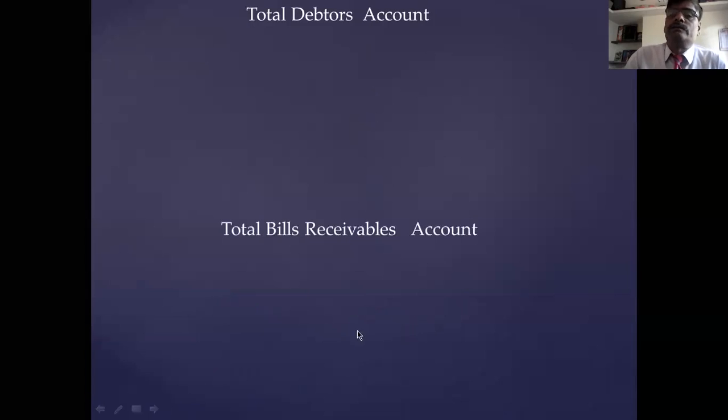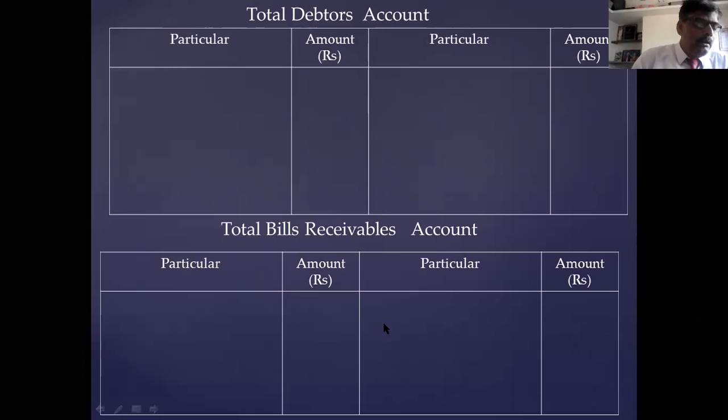Okay. Next, I'll go to the preparation of the account. First, I'll prepare the total debtors account and bills receivable account. From the starting, you go one by one. First, you open the debtors account. In the debtors account, first you take the to balance brought down from the opening statement of affairs. From the opening statement of affairs, you take the balance.